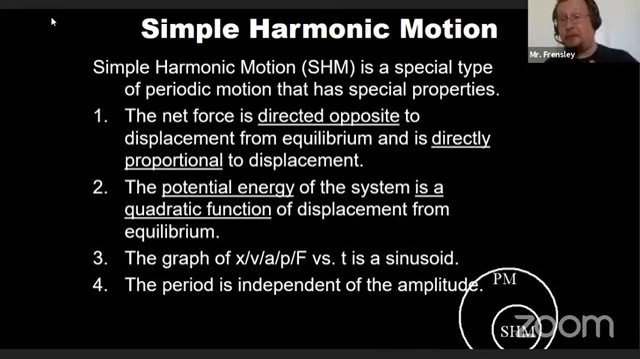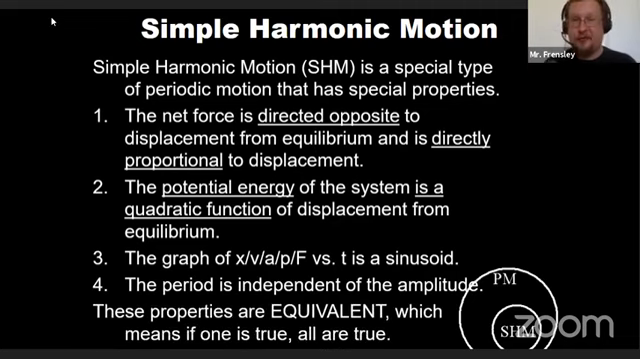Now, that's 4 different properties, but I have good news. And the good news is that they're all equivalent, which means if one's true, they're all true. If one's false, they're all false. So you're going to find them all 4 together or none of them together. So let's look at some things that are not simple harmonic motion.